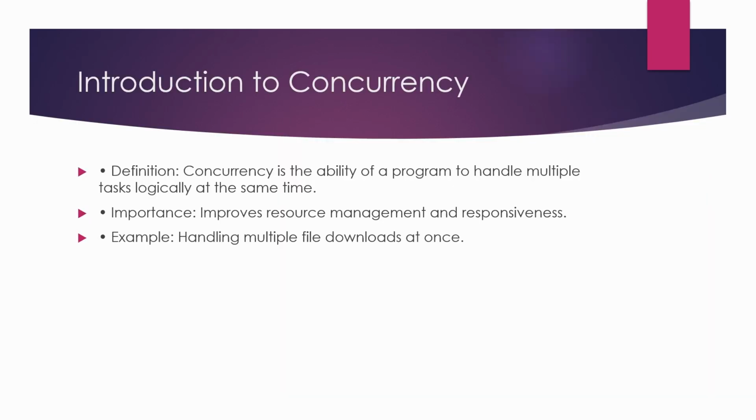Concurrency refers to the ability of a program to manage multiple tasks at the same time, even though they might not be executed simultaneously. The key benefit of concurrency is resource management. For example, handling multiple file downloads concurrently increases efficiency and responsiveness in applications.